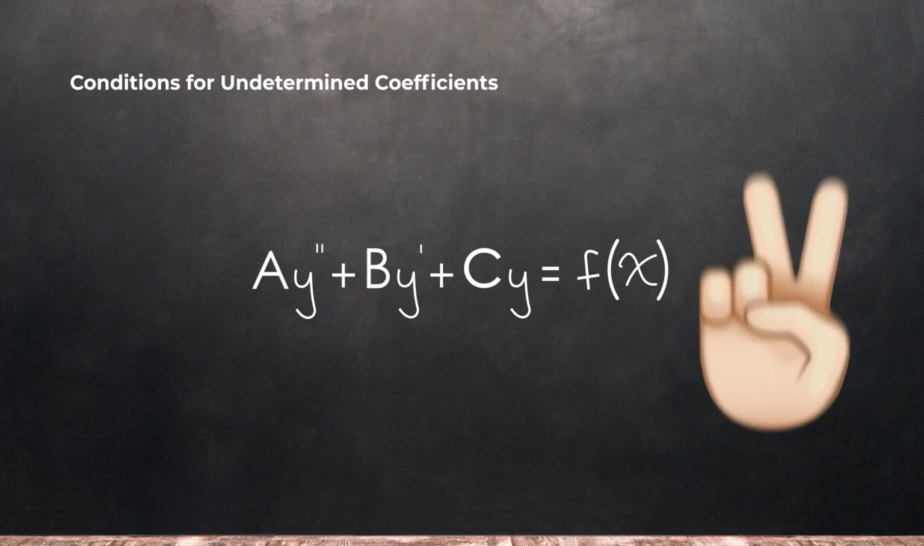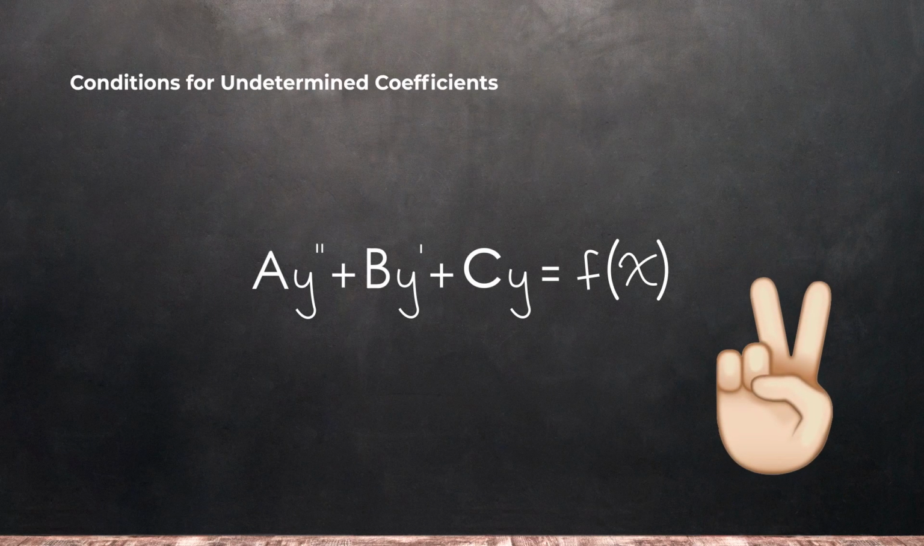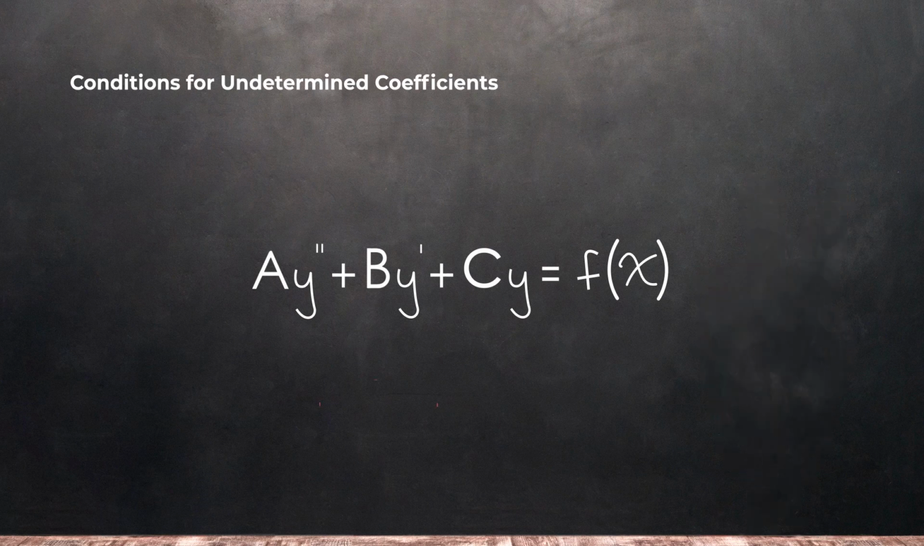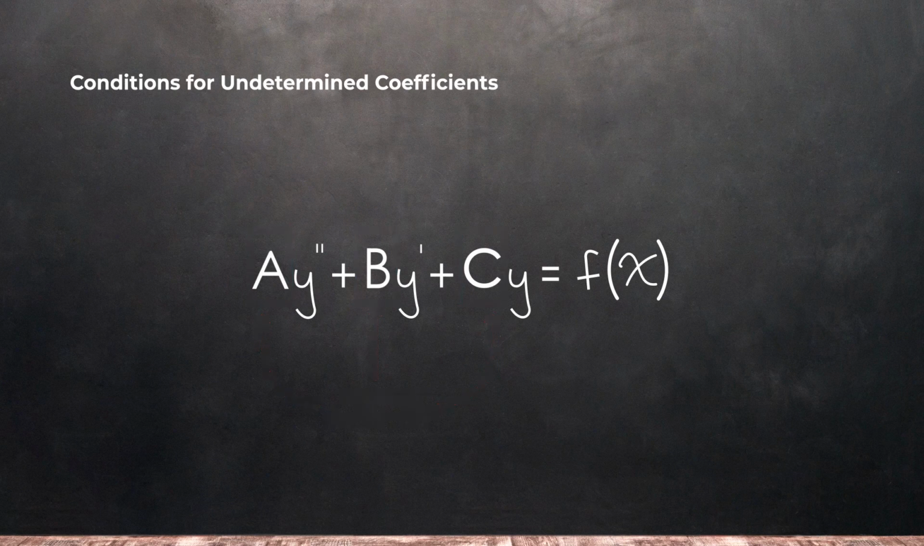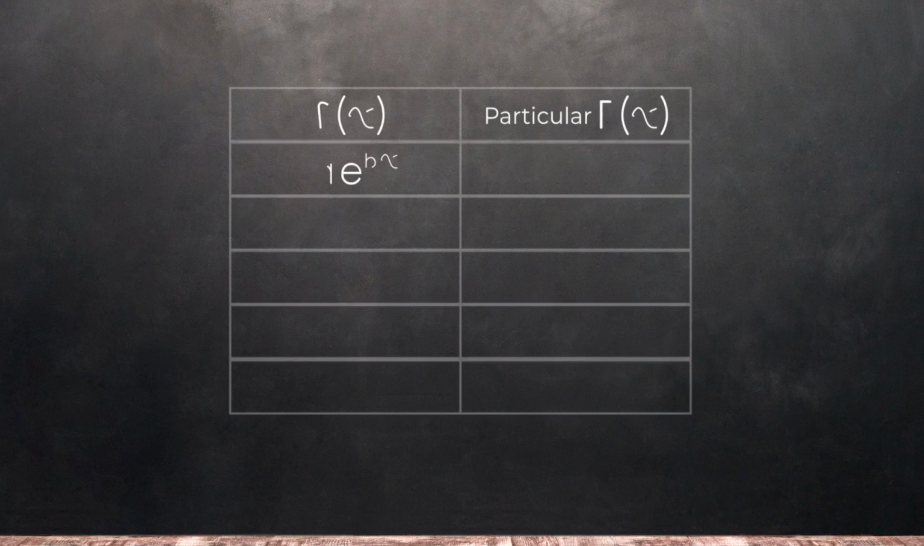As we mentioned earlier, there are two conditions that we need to check before we can use this method. The first condition is that the coefficients must all be constant, and the second condition is that f of x belongs to a certain family of functions. The idea is if f of x is a certain type of function, we can make an educated guess to what the format of the particular solution may be, and solve for the undetermined coefficients in that guessed solution. Let's look at what type of function f of x can be and their corresponding particular solutions.